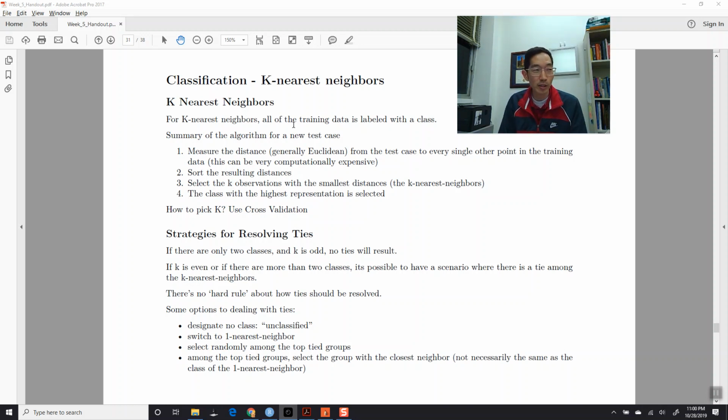In general, k equals 1 is too small, and you're going to make a lot of mistakes, and you're going to be overfitting the data. And as k gets really big, you'll be experiencing the opposite problem of underfitting the data.